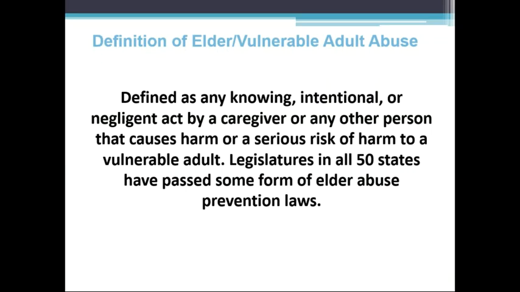The definition of elder and vulnerable adult abuse is any knowing, intentional, or negligent act by a caregiver or any other person that causes harm or a serious risk of harm to a vulnerable adult. Again, legislatures in all 50 states have passed some form of elder abuse prevention laws. So prevention, education, or resources, not necessarily mandatory reporting.